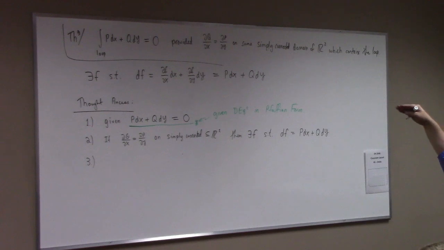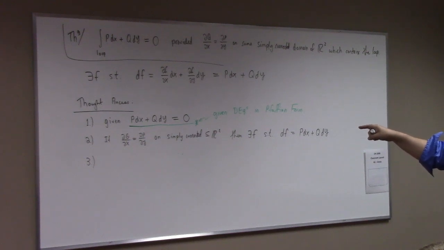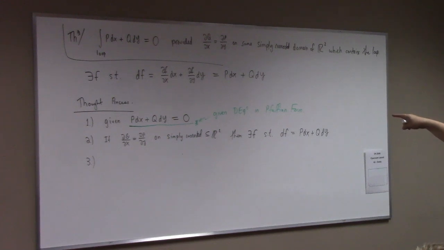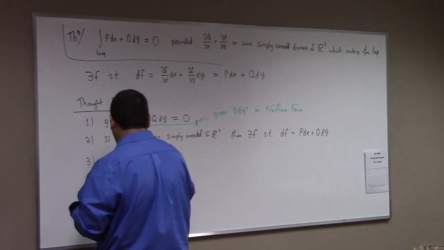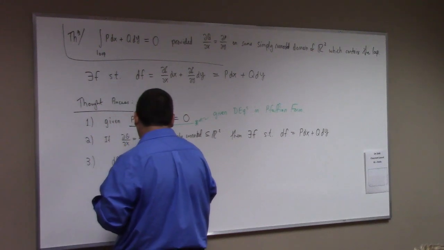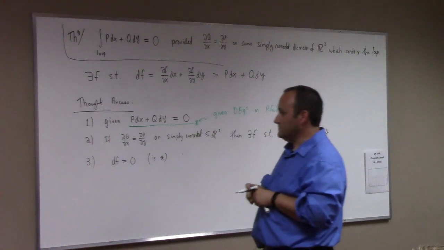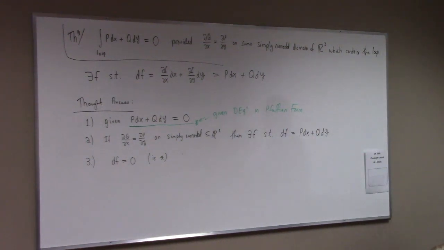So if we have a differential equation in Pfaffian form and it satisfies this condition on a simply connected set, then that implies that there exists a potential function for p dx plus q dy. And so what does star actually become? We just have df equals 0. That's star. How do you solve df equal to 0? What's that say about f? That's right. That says f is a constant. That's the solution to that.